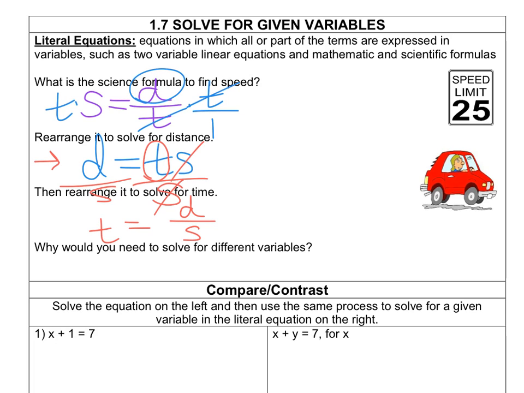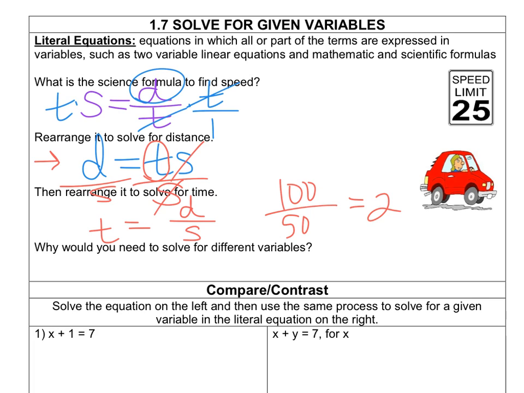Okay, and you could check it. So we knew the distance was 100 miles and we were going 50 miles per hour. So what is 100 divided by 50? That would have equaled 2. So I know it would have taken me 2 hours to go 100 miles at 50 miles per hour.